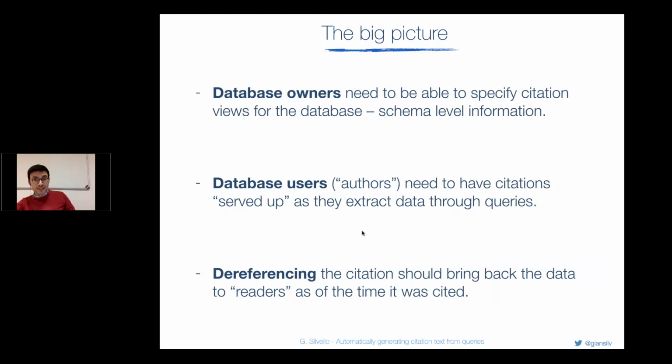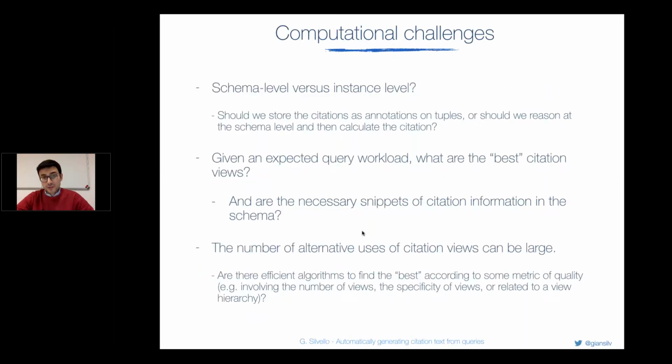The big picture in this case is that we need to be able to define views for a database at the schema level. Then database users need to have citations served up as they extract data through queries, and we need to be able to differentiate these citations to give credit back to the people asking for that citation. So here we have some computational challenges. We are investigating how to implement this system for relational databases, at the schema level or at the instance level. We have pros and cons for both implementations.